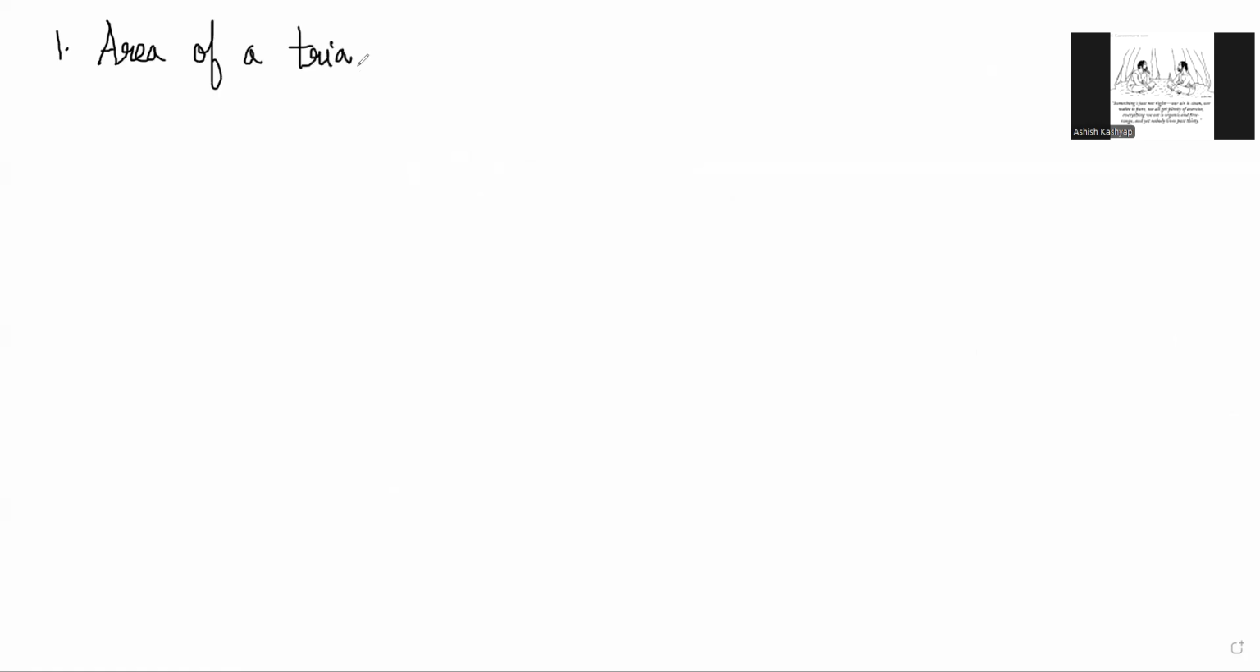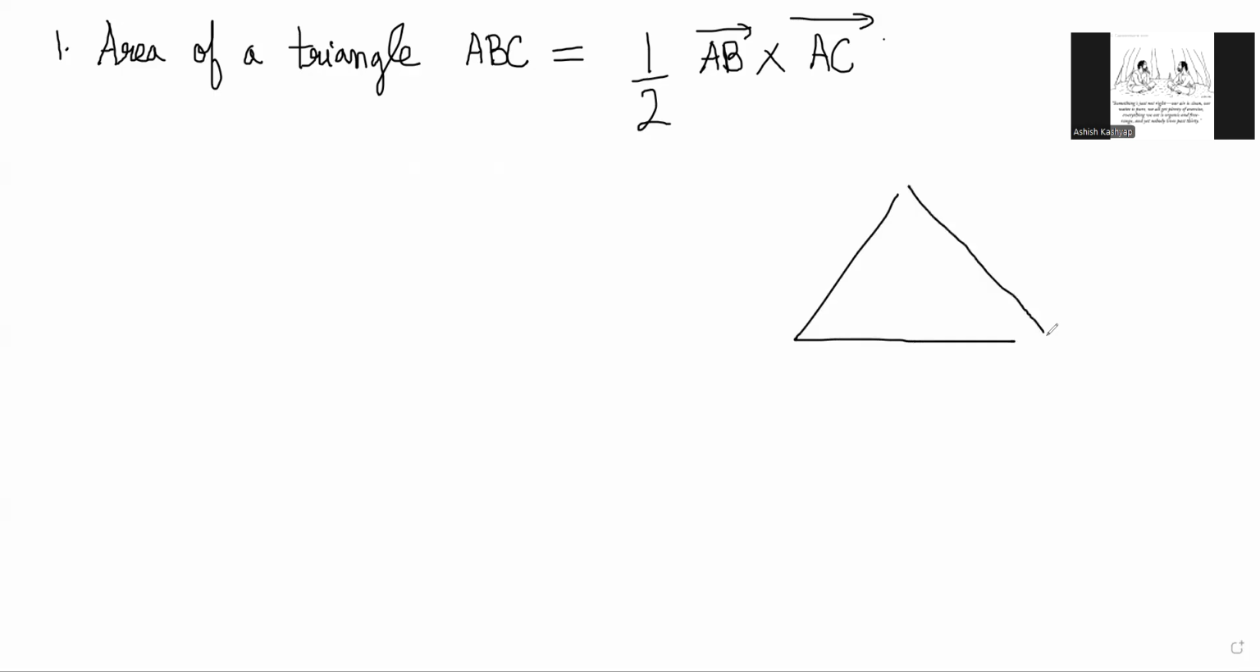Area of a triangle. So if you have a triangle ABC, the area of the triangle can be written as half of AB vector cross product with AC vector. And basically it's any two consecutive sides, the vector for those sides. So A, B, C. So basically you have AB vector here and AC vector here. The cross product of these two will be the area.